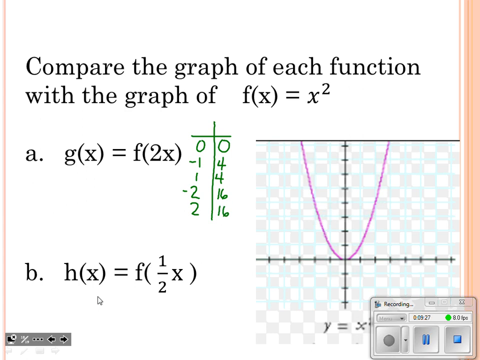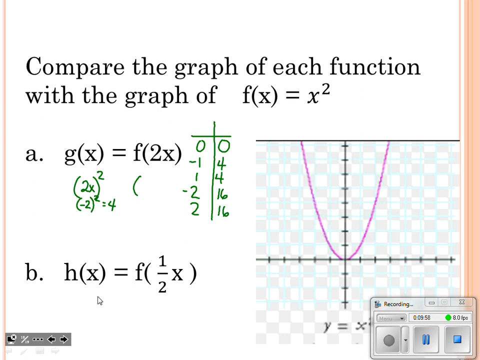Okay, let me demonstrate that one a little bit better. If I'm putting f of 2x in, do you understand that that means that I'm putting 2x in and squaring it? Okay, so 2 times negative 1 is negative 2 in there, but then I square it. So that's what resulted in my 4. And then the positive 1 would do the same.